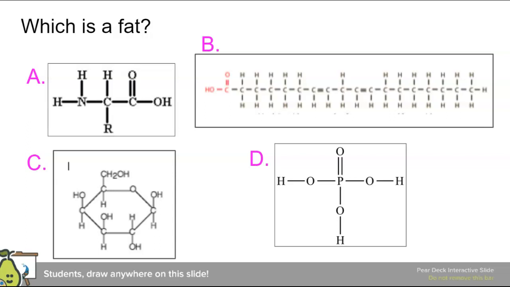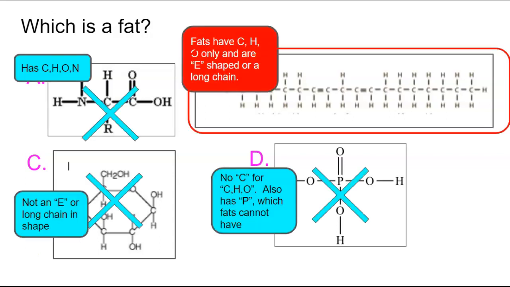All right, let's take a look at these pictures. Which of these pictures represents a fat? Remember, fats have C's, H's, and O's, and they typically look like a long chain or a letter E. Basically, they don't have a hexagon. All right, so this guy, letter B, is the fat.